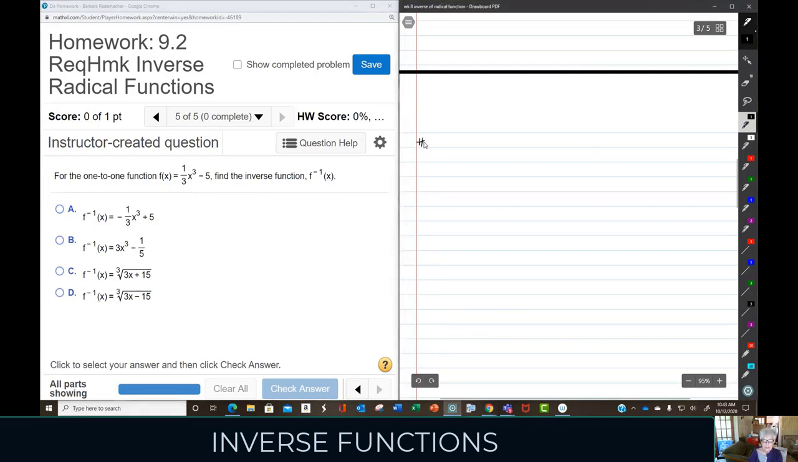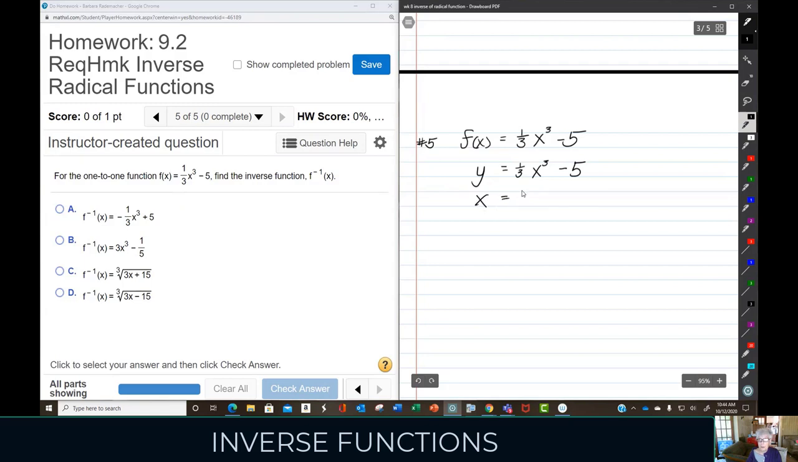Number 5. F of x equals 1/3 x to the third power minus 5. That looks kind of bad, doesn't it? Well, let's see. Y equals 1/3 x to the third power, they're multiplied, minus 5. Now I'm going to switch the x and the y.